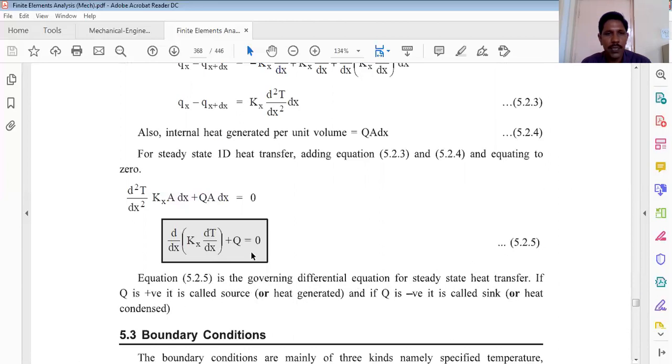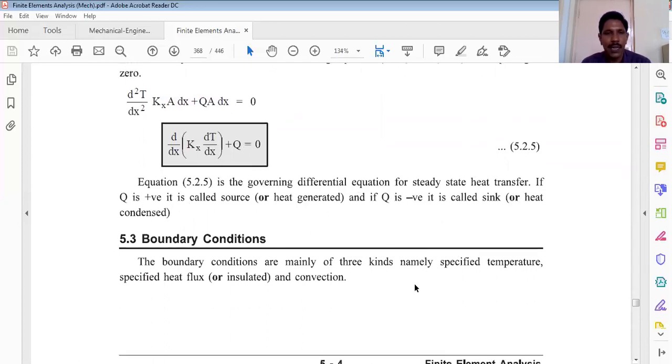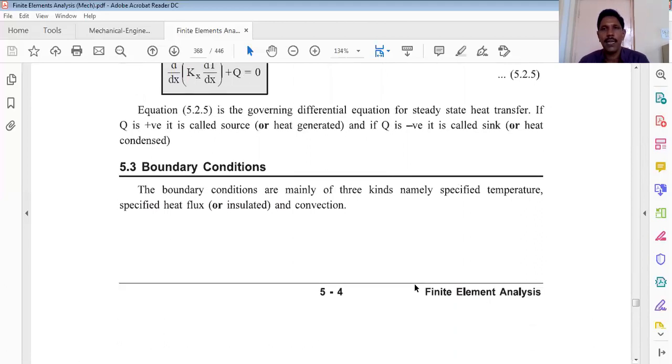If this Q, the internal energy, is positive, it is considered a source or heat generated, and if Q is negative, it is called a sink or heat consumed. So if it is heat generated, Q is positive. If heat is consumed, then Q is negative. So basically, the governing differential equation is an important aspect in this module. In addition to that, a few boundary conditions.